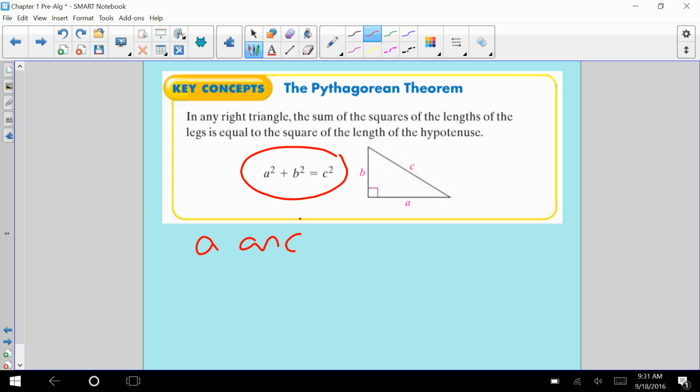A and b are the two legs, always. Doesn't matter which one's A and which one's B, but they are the two legs. C is the hypotenuse, always, always, always.